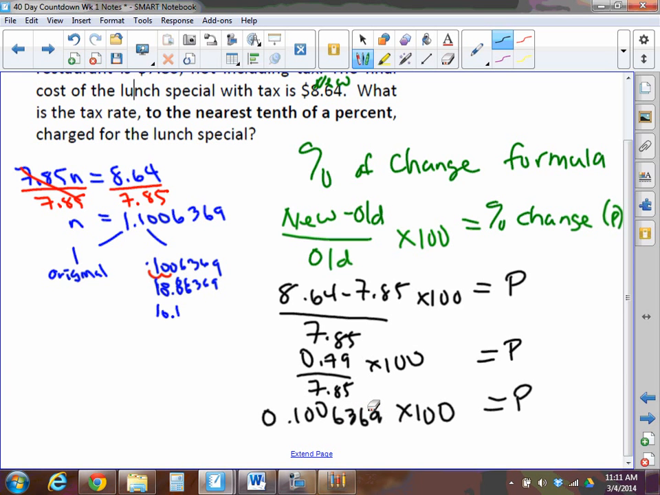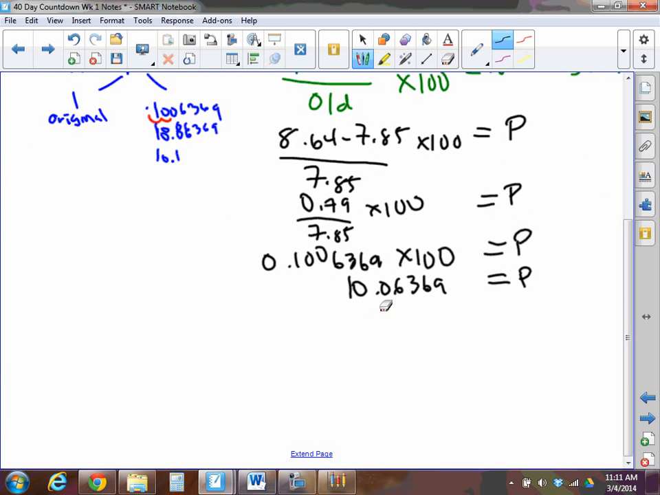So again, since you did not have to clear your calculator, you still have the number in your calculator. Just press times 100, and you end up with 10.06369, just as we did before, which is the percent of change. And so when you round it, because they asked to round to the nearest tenth, you're ultimately going to end up with 10.1, which is the percent of change.